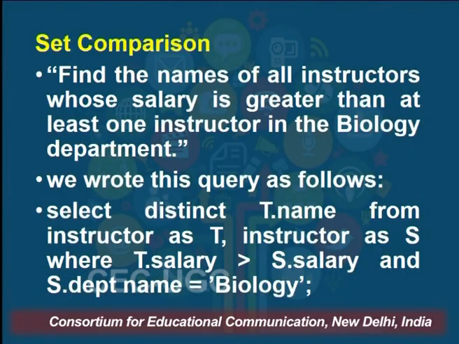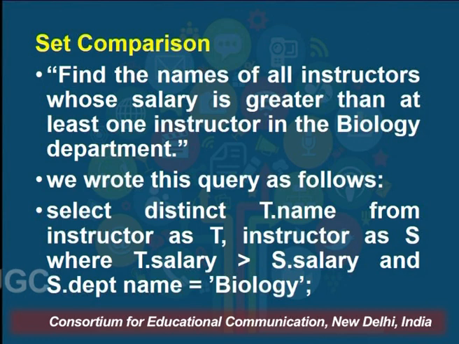Set comparison says: find the names of all instructors whose salary is greater than at least one instructor in the biology department. Earlier also we have seen this query, and in the earlier format it goes like this: select distinct T dot name from instructor as T, and we have also seen aliases here, comma instructor as S, where T dot salary greater than S dot salary and S dot department name equals biology.